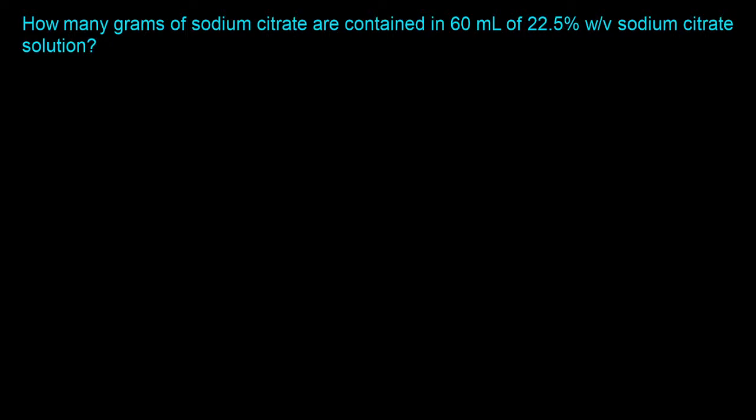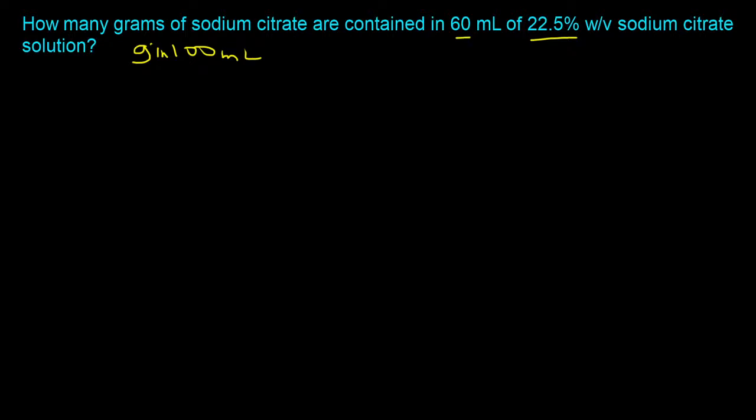The first thing we want to do is remind ourselves of the definition of percentage weight in volume. Percentage strength when you have weight in volume: the classic definition is the number of grams of your solute in 100 milliliters of preparation. This is very important for you to recall if you've forgotten, and also to keep stenciled in your mind for the future. So the first thing we want to do is interpret what this 22.5% actually means, and then we'll see how many grams are contained in the 60 milliliters.